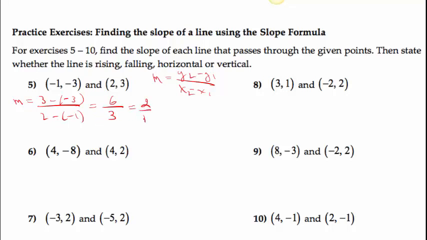Or you could leave it as 2 over 1, right? Because sometimes it's easier, if you're going to graph it especially, to think of it as 2 over 1, which means you're going to go up 2 and over 1. Okay? And then they're all going to be done in a similar fashion, right?